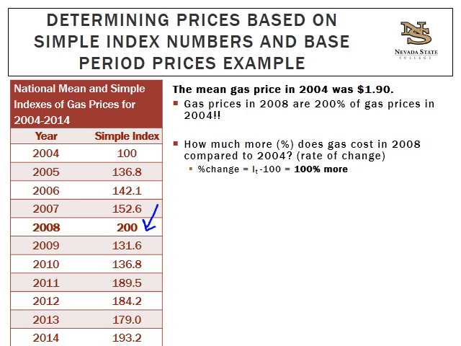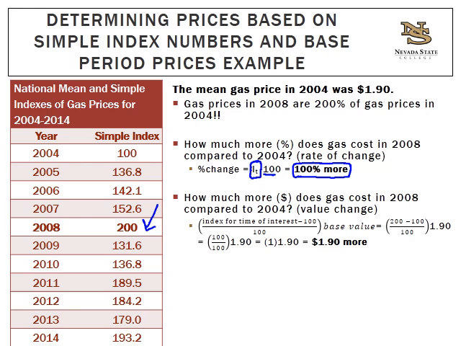So to figure out the rate of change, you take the index number for the time period of interest, which is 200, because our time period of interest is 2008, and you subtract 100, and you know it's 100% more. And I've kind of already shown you this in the past. But more than that, we know that it increased by 100%, so how much more does gas cost in 2008 compared to 2004? Now this math is pretty easy because we're working with 100%, but I'm going to show you this formula anyway because you don't always have such clean numbers.